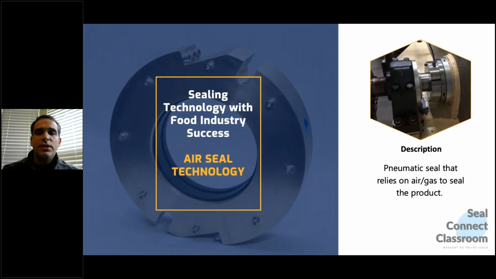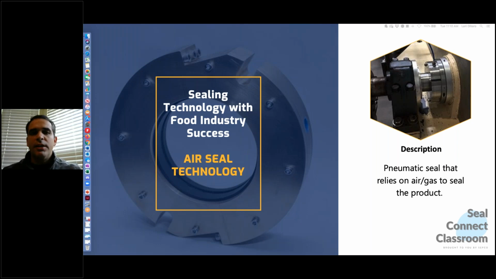Okay. Now the air seal, which is what we're going to focus on today, is a non-contact seal that uses air or gas, whether it's nitrogen or any form of air that's allowed in the process. What it does is it creates a pressure barrier without creating contact, and that pressure barrier is what forms the seal. You can go to the next slide.